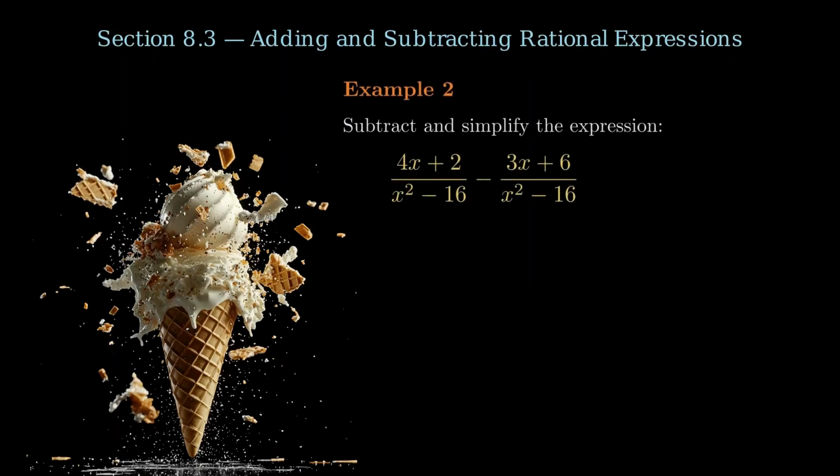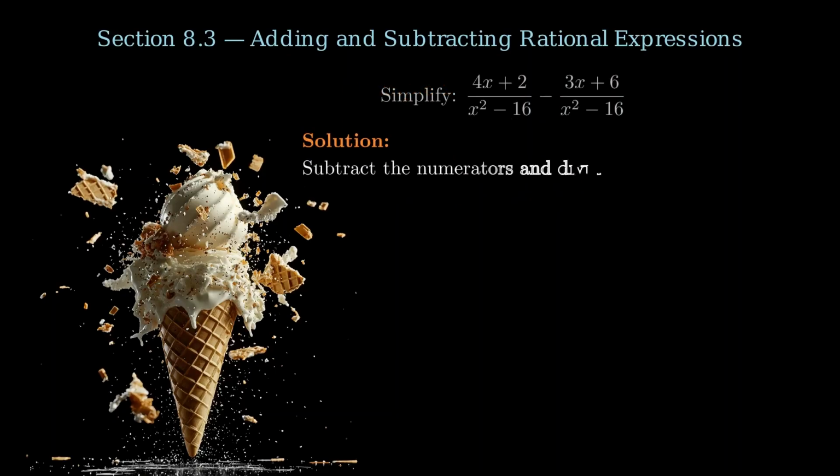Let's practice subtracting rational expressions with a common denominator. Subtract and simplify the expression 4x plus 2 over x squared minus 16 minus 3x plus 6 over x squared minus 16. Subtract the numerators and keep the common denominator.